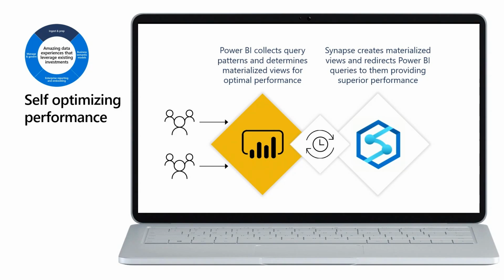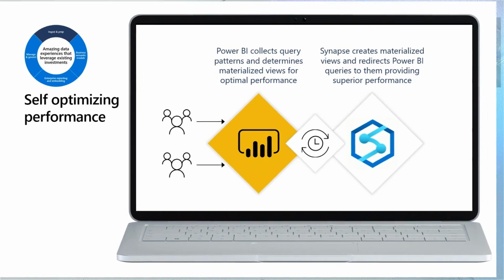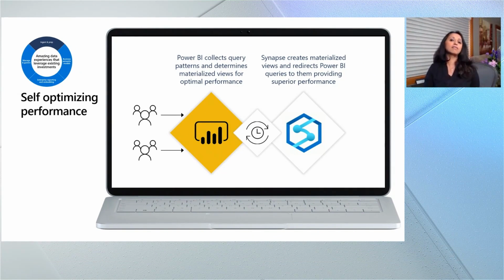What we are doing with this deeper integration is we're going to collect all the query patterns that we see from users hitting your reports as the usage increases, as the volumes increase. And we in Power BI actually will figure out, we have the algorithms to figure out what materialized views will actually give you optimum performance. And we're going to send this over to Synapse, and Synapse will create those materialized views, and you will get much higher performance than what you would get otherwise.